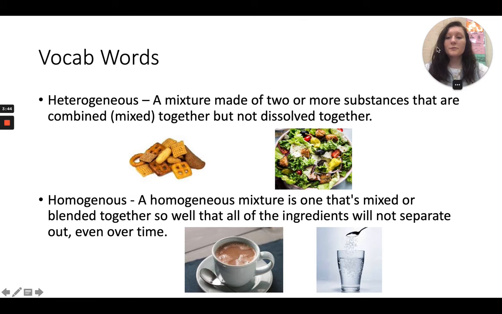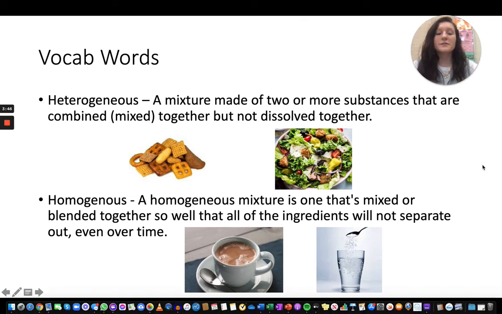And then two more vocab words that we're going to look at. These are some a little bit bigger words. First we have heterogeneous. This is a mixture made of two or more substances that are combined or mixed together, but not dissolved together. Again, we have the Chex Mix and salad. These would be examples of a heterogeneous mixture.